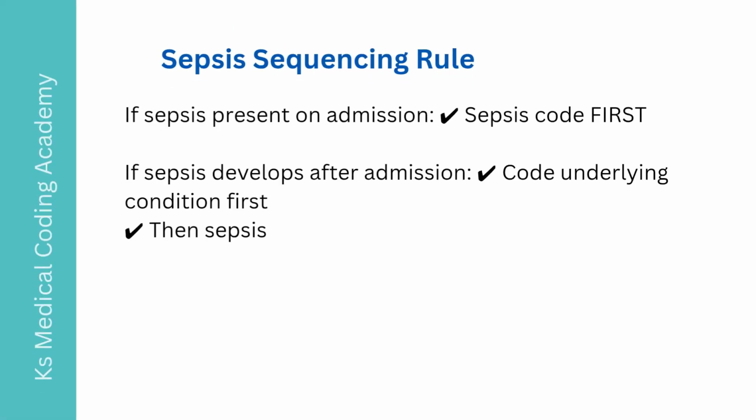Sepsis sequencing rule. If sepsis is present on admission, the sepsis code is sequenced first. If sepsis develops after admission, code the underlying condition first, followed by the sepsis code.